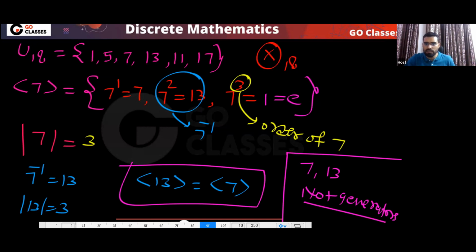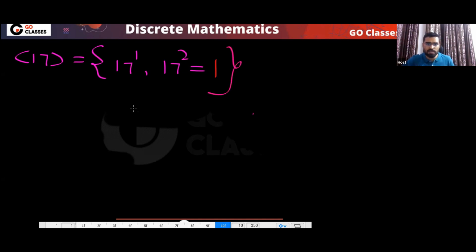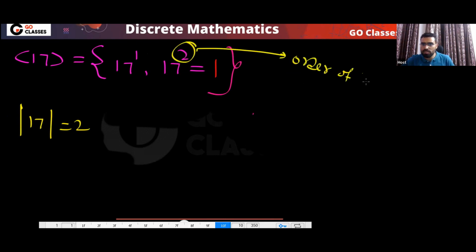And what about 17? Is 17 a generator? What will happen with 17? You will get 17 power 1, that will be 17, and 17 power 2, and finally you will get the identity. You can notice that this number is your order. The number of elements 17 has generated is the order of 17. 17 has generated 2 elements, and this is your order of 17 because this is your identity element.